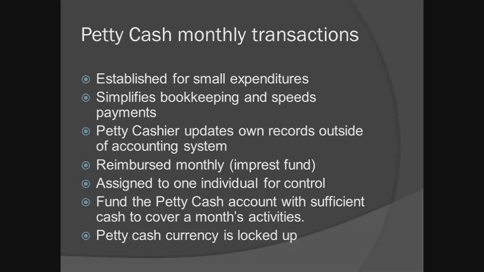And usually when we do this, we assign one person to that fund. We give enough money to last a month. The petty cashier keeps their own records so that it keeps things simple for the bookkeeper of the main system. They don't have to record every little expenditure during the month. It's done all at one time at the end of the month, reimbursed as well as all the expenditures transferred over to the main system. So hopefully this simplifies bookkeeping, and also we can make small payments quickly.